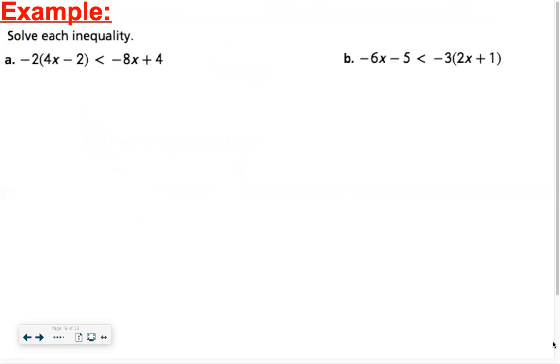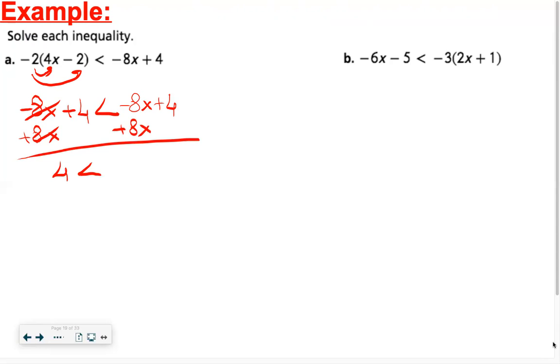All right, we are going to solve two more questions. Let's focus on this. As I told you before, whenever you have parentheses, you need to use the distribution property. Distribute this. -2 times 4x will be -8x. -2 times -2 is positive 4. 4 is less than -8x plus 4. When you add 8x to both sides, you will get that 4 is less than 4. Is this inequality true? 4 is less than 4. This is not true. That's why there's no solution.